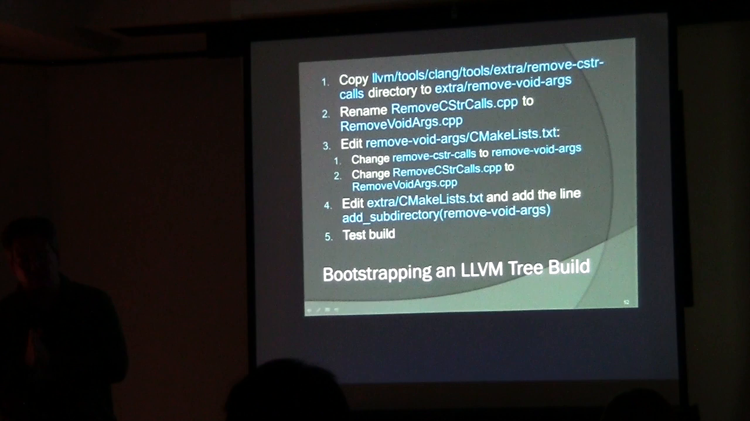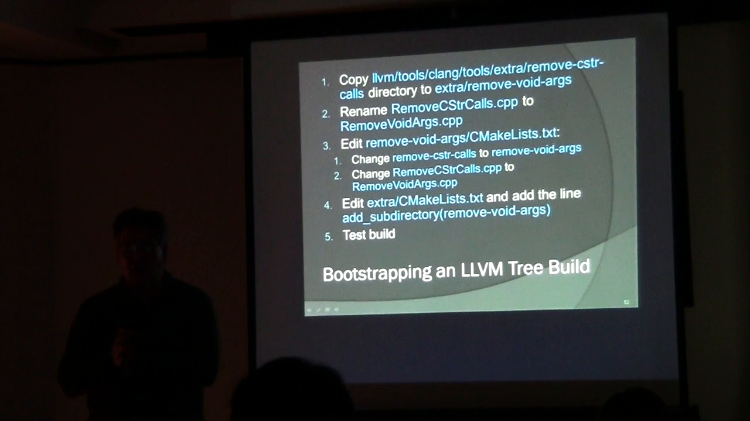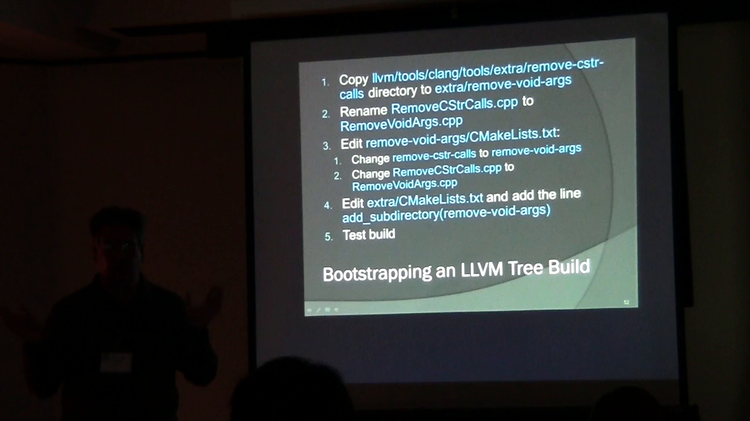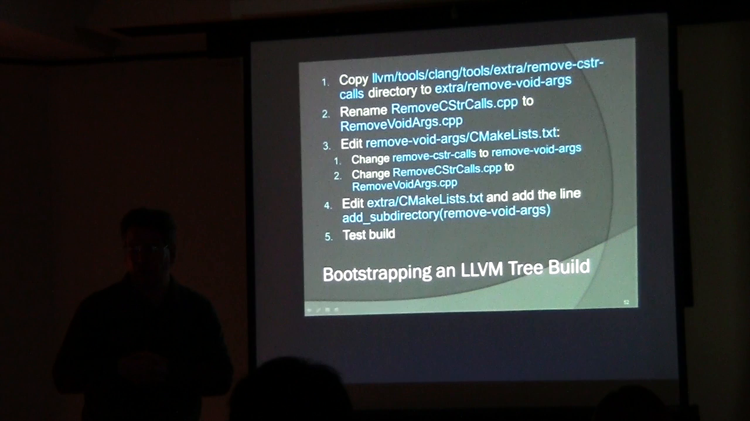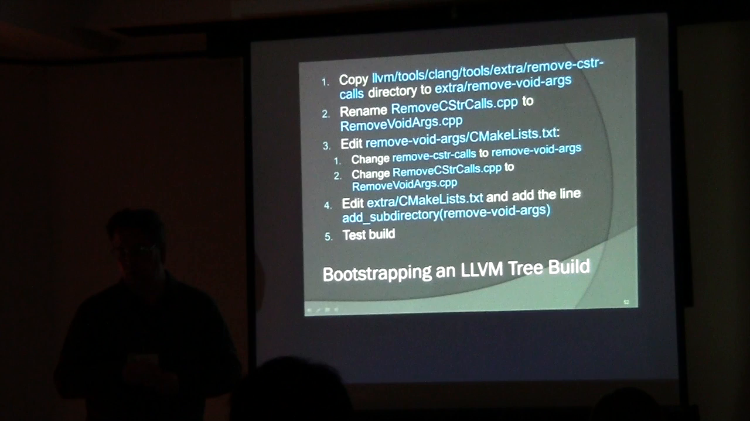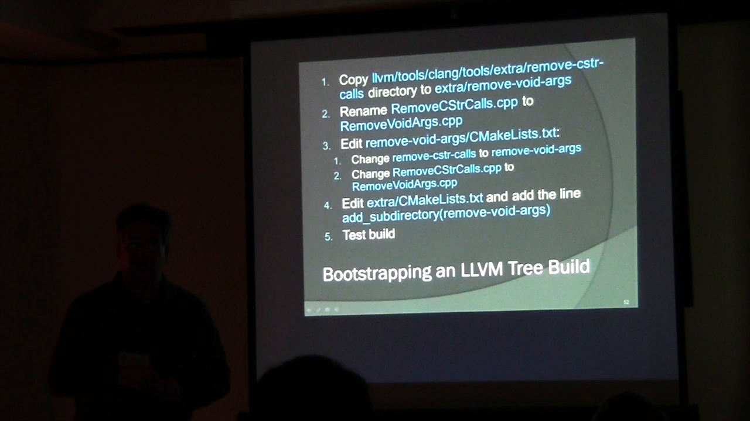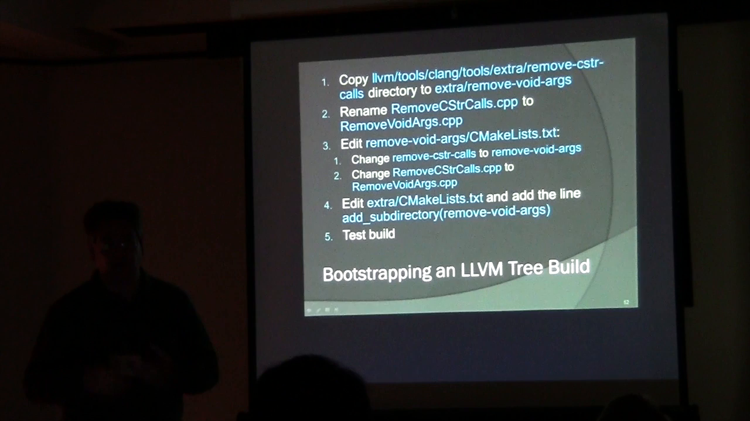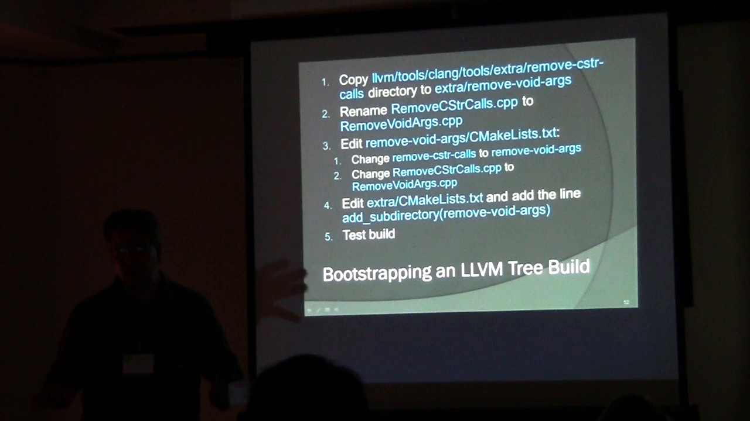So we're going to cheat and take our refactoring tool and just stick it down in the Clang distribution as the easiest way to get going. We'll do that by copying this remove c_str calls into a new directory. We'll copy their source code and rename it to a file name that's suitable for our tool. So we'll rename the c_str calls CPP to remove void arg CPP. And we will edit the build script CMakeLists.txt to change the names again, to make them match. Then we'll edit the parent directory CMakeLists.txt to traverse into our new subdirectory that we've added. The code's exactly the same, just under a new name. We'll just test the build to make sure that we got it glued into their build correctly.